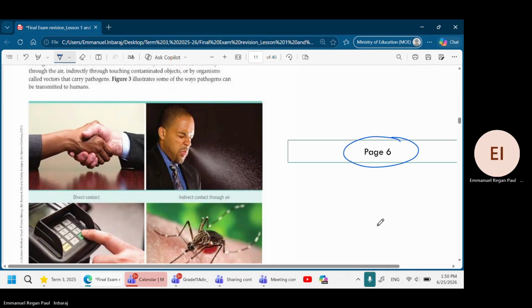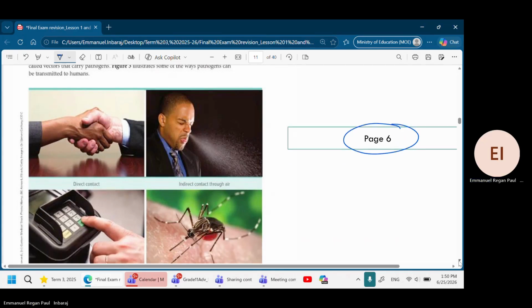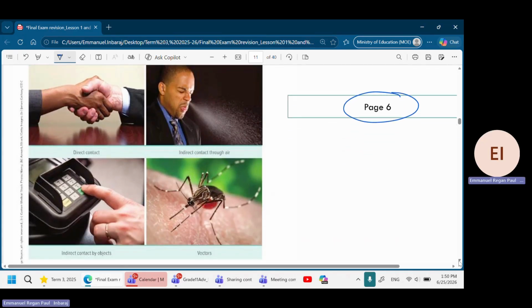You see, there are 4 ways by which the diseases are transmitted. The first way is by direct contact. So what happens in direct contact? Two people touch directly each other. Touching is an example of direct contact. So two persons are involved. If two persons are involved, then you call it direct contact.